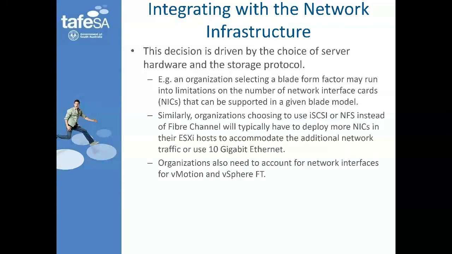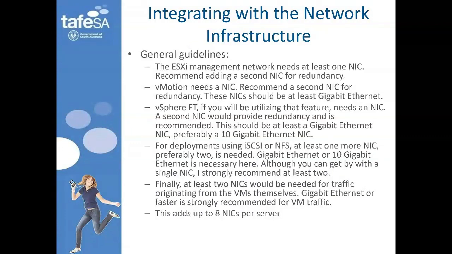Okay, so instead of Fibre Channel in their ESX host, to accommodate the additional network traffic, instead of the gigabit network cards, because they're just normal desktop stuff, you can get 10 gigabit network cards. You can get cards which have multiple interfaces just to plug into your server. So you can add that to it. Organizations also need to account for the interfaces for the types of traffic that I mentioned before. Those types of traffic still need traffic exchange.